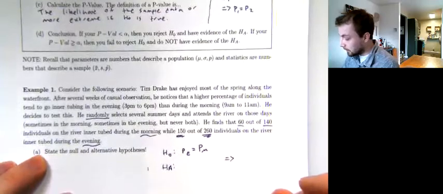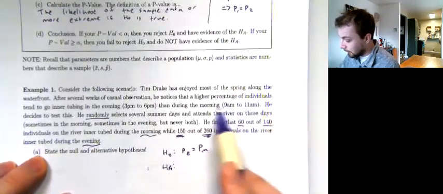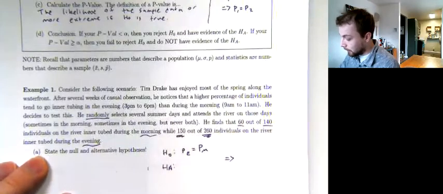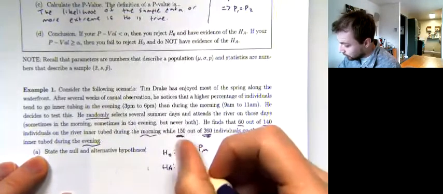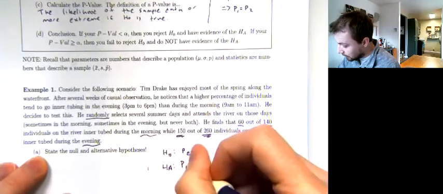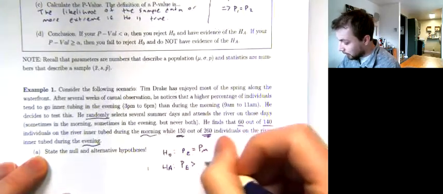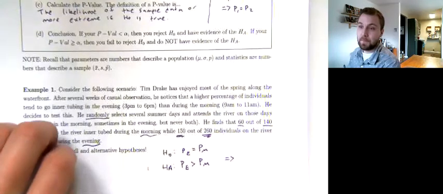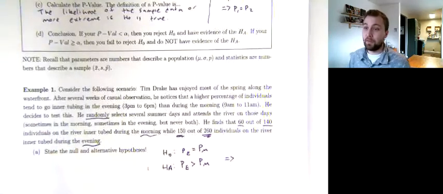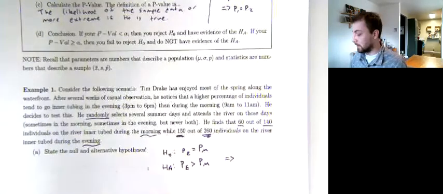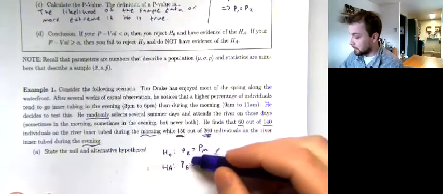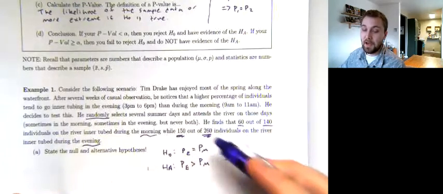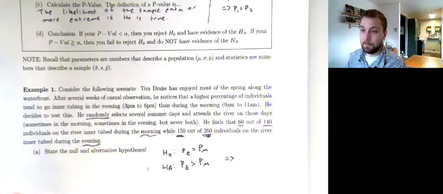Alternative hypothesis, I'm going to find this by reading the paragraph, notices higher percentage in the evening than the morning. So what Tim Drake thinks is that this evening proportion is larger than the morning proportion. This is a totally acceptable way of setting this up. In fact, this is telling us our direction. So notice here, this is pointed to the right. When I draw my normal distribution, I'm going to have a right tail shaded in.